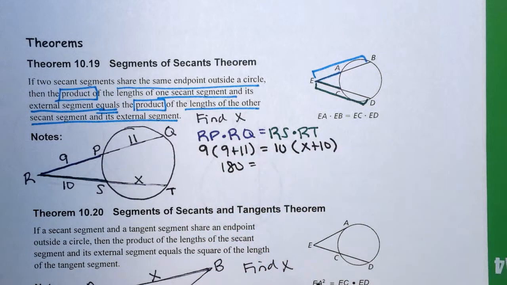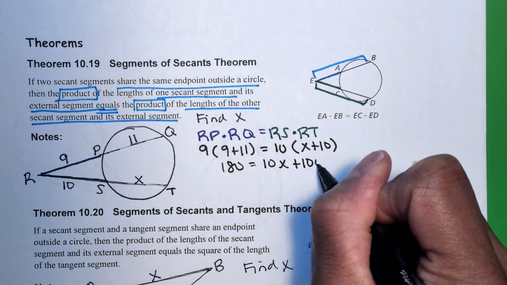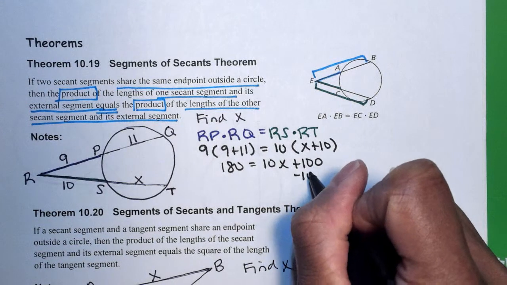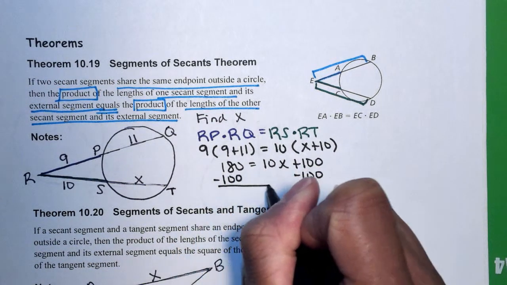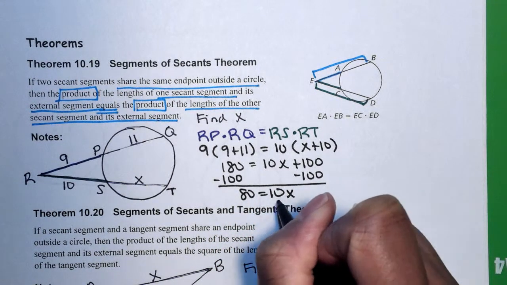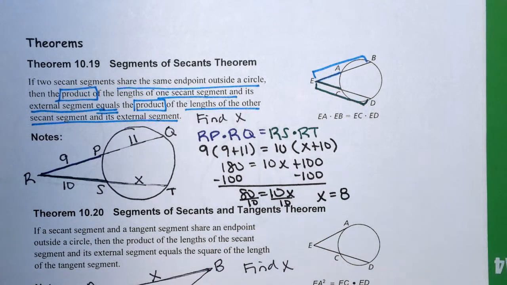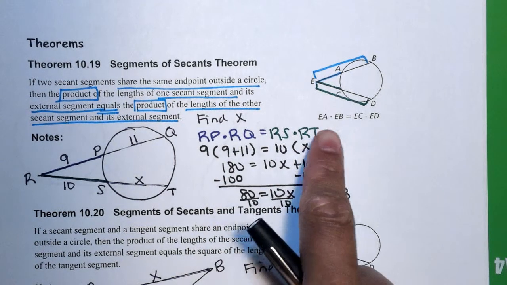And on the other side, I'm going to distribute. So I have 10x plus 100. And I'm going to subtract 100 from both sides. And I'm left with 80 equal to 10x. And I know if I divide by 10 on both sides, x will be 8. Okay, so that is for segments of a secant theorem. And so that's how you would find x applying this theorem.